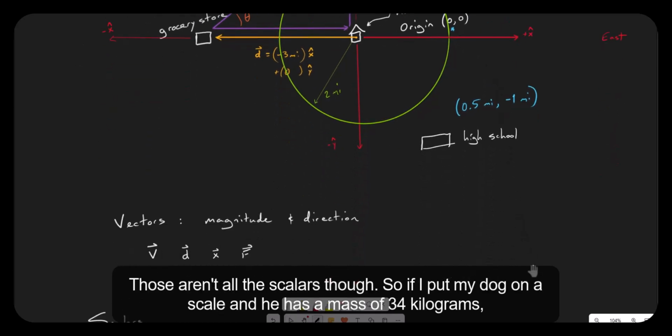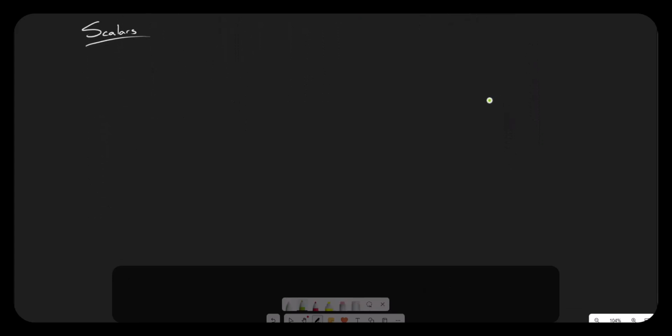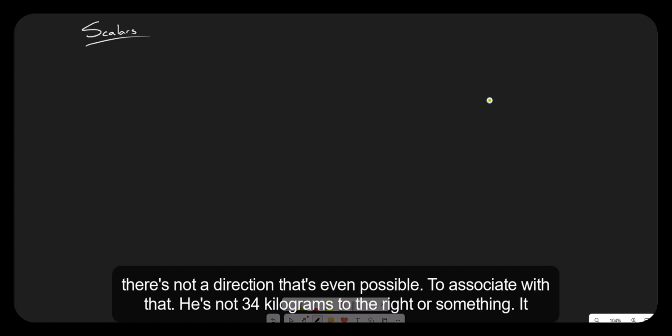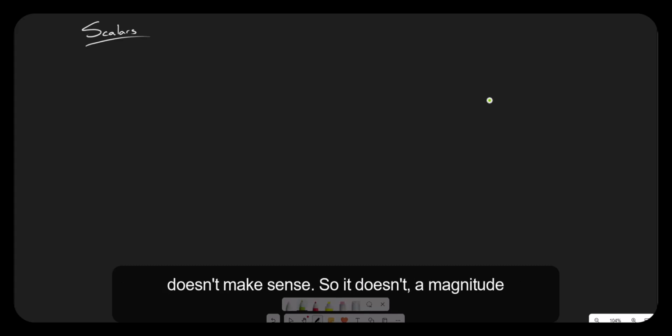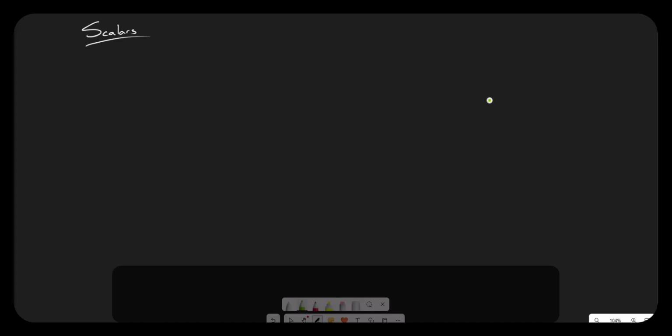So if I put my dog on a scale and he has a mass of 34 kilograms, there's not a direction that's even possible to associate with that. He's not 34 kilograms to the right or something. It doesn't make sense. So a magnitude doesn't have to have a possibility of a direction to go with it. But if it is a magnitude without a direction, we do have a scalar.